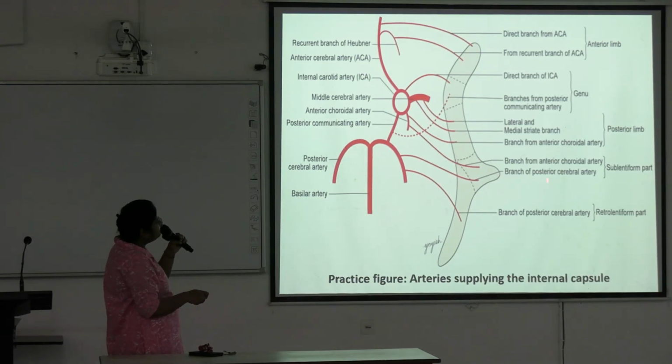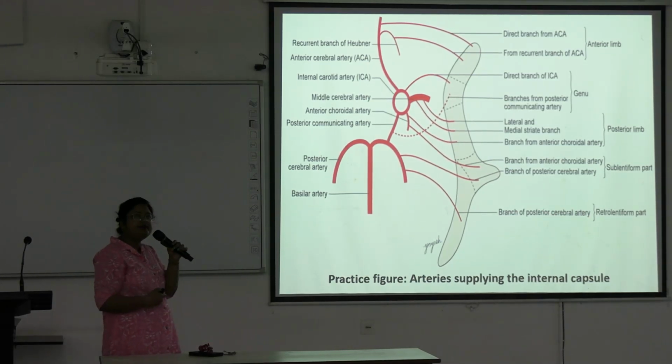Next, this is the sublentiform part. It is supplied by a branch from anterior choroidal artery and a branch of posterior cerebral artery. This is the posterior cerebral artery, which is a branch of basilar artery. Basilar artery bifurcates to form these two posterior cerebral arteries. This is the posterior communicating artery connecting the posterior cerebral artery with internal carotid or middle cerebral. All these arteries together form the arterial circle of Willis. And this retrolentiform part is supplied by a branch of posterior cerebral artery. So this is the arterial supply of the internal capsule.